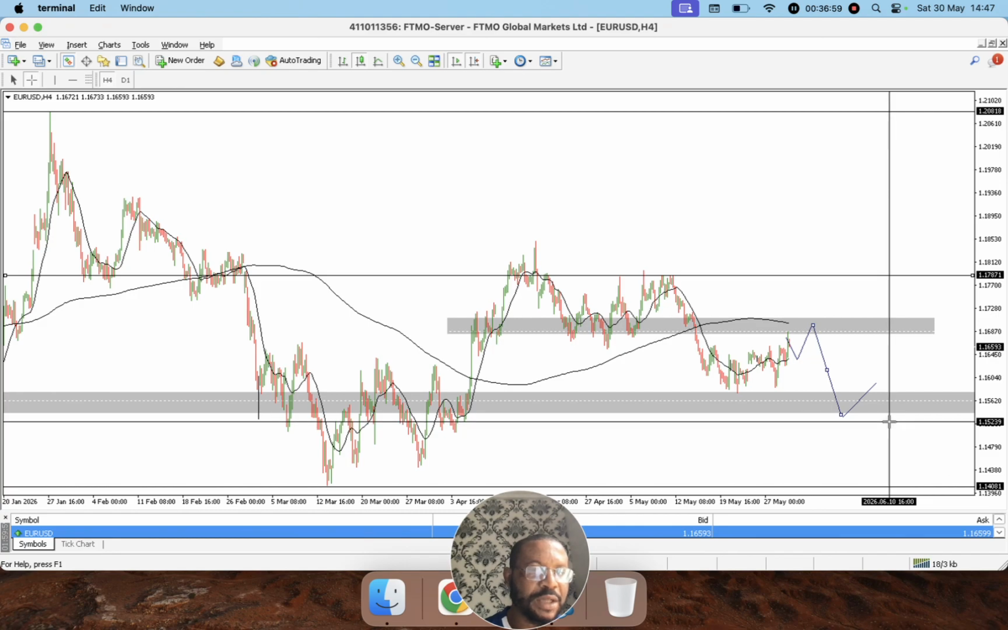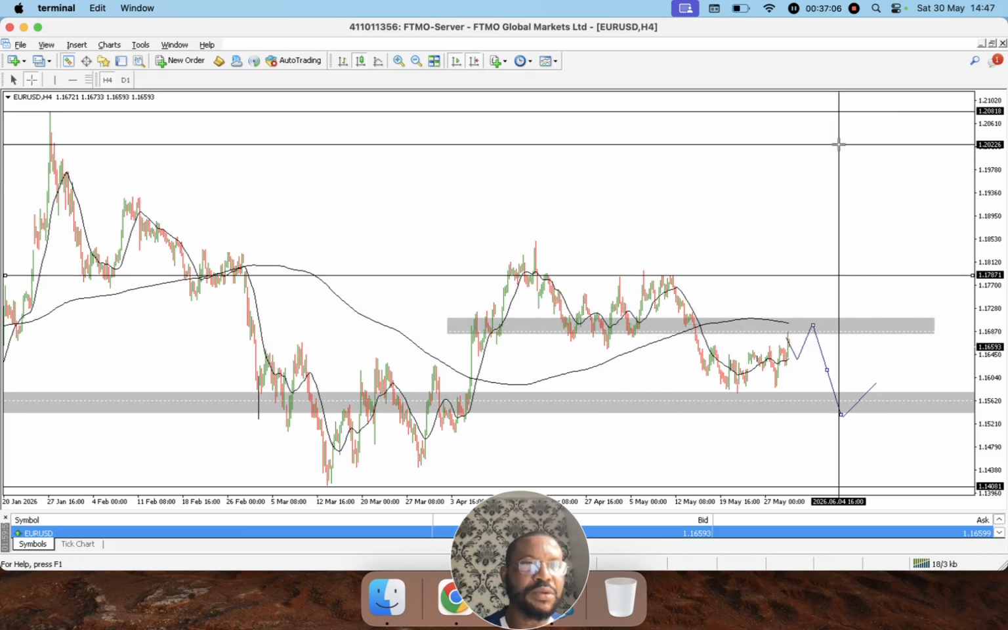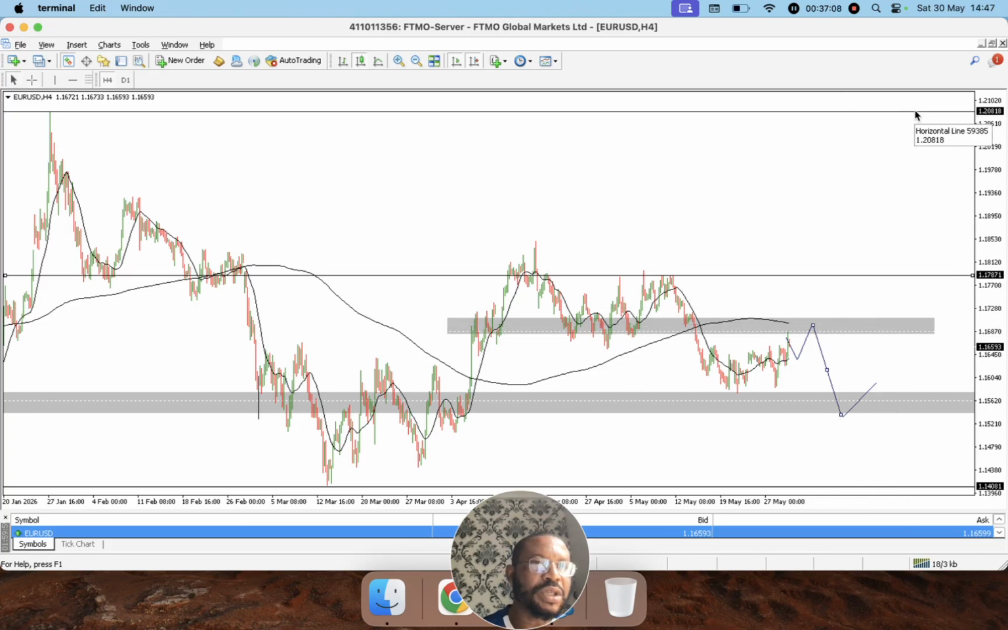Stop loss can be below here at 1.15239. Then your TP, take out your TP1 at this point. Then your TP2, this supply zone, 1.20818.